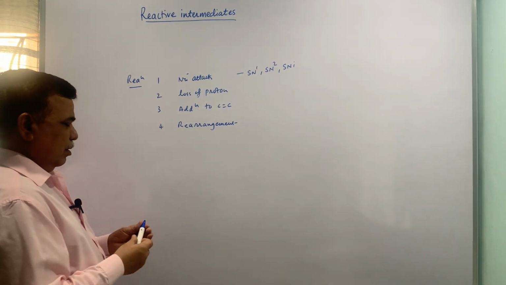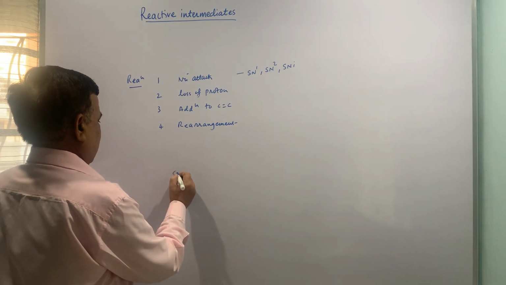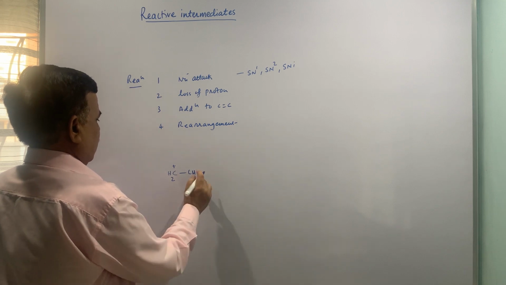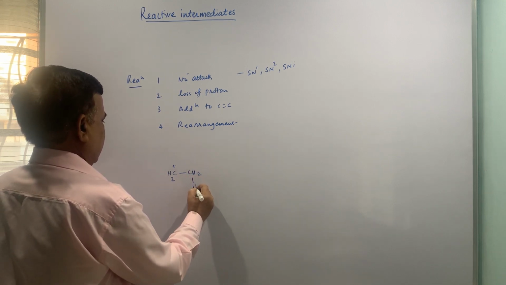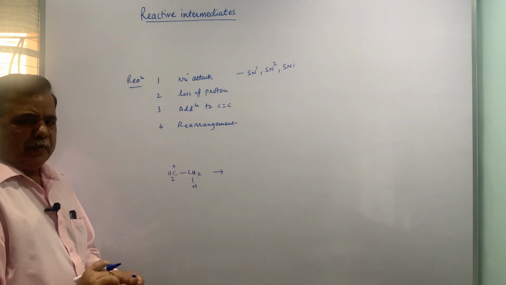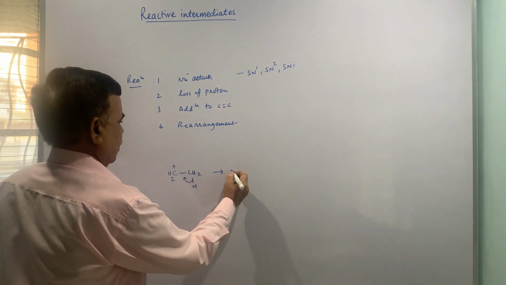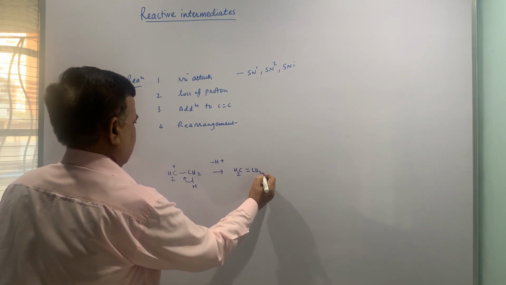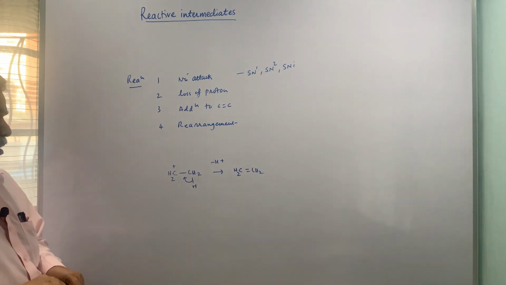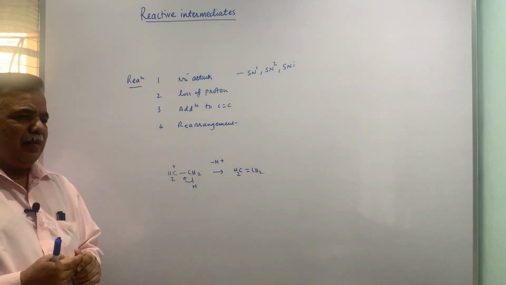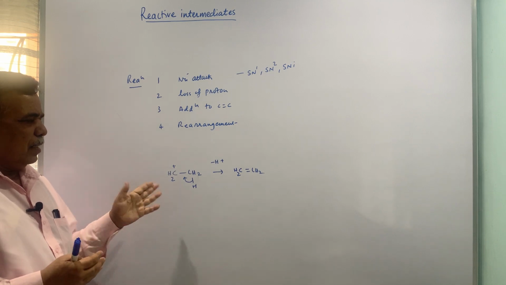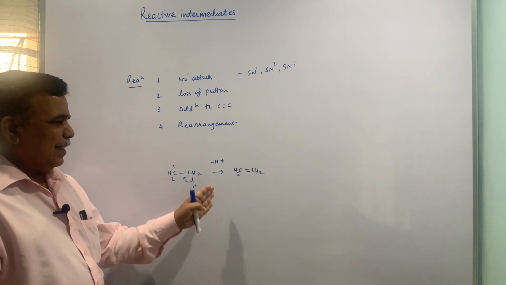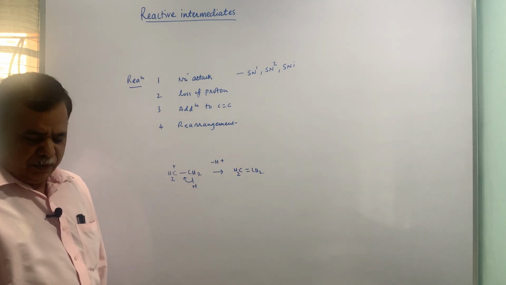Now the second one is loss of proton. So for example we have this primary carbonium ion. Now this proton can be sacrificed and you can get an alkene. So the loss of proton is possible whenever you are working with a less stable carbonium ion, and loss of proton will give rise to a stable entity or stable product. So this can give you alkene.